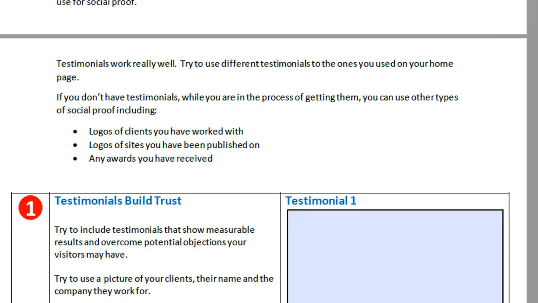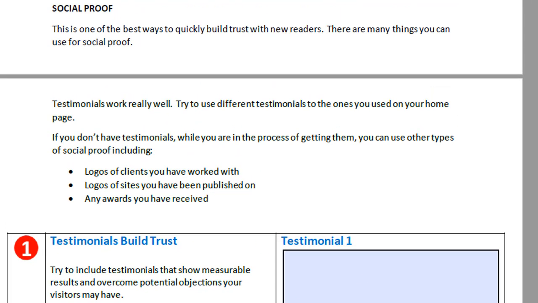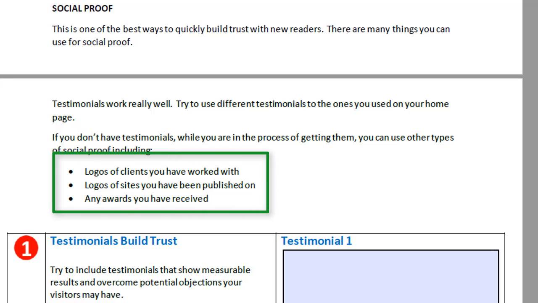So let's just run through this very quickly again. As I said, you can go back to the earlier video on the home page, but just for brevity's sake, we'll run through this. Again, remember what we're trying to do here is we're trying to build trust. So when people see social proof, they say, well, if it's good enough for others, it's going to be good enough for me. Testimonials are a great way to do it. But if you don't have testimonials, don't worry. Go ahead, put in logos of clients you've worked with, logos of sites that you've been published on, any other awards you've received, or anything else that you can pretty much think of.